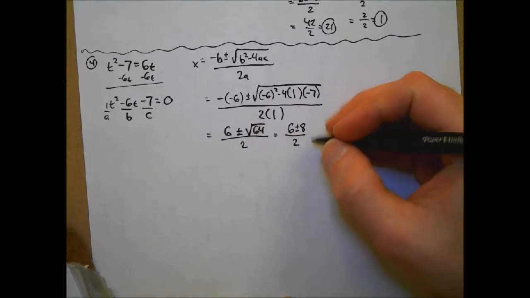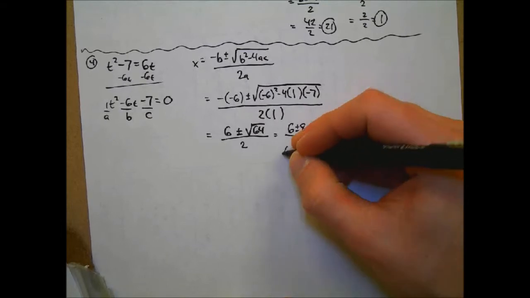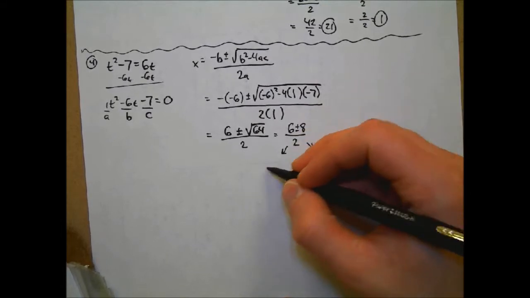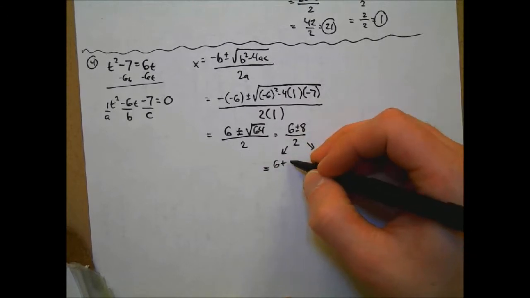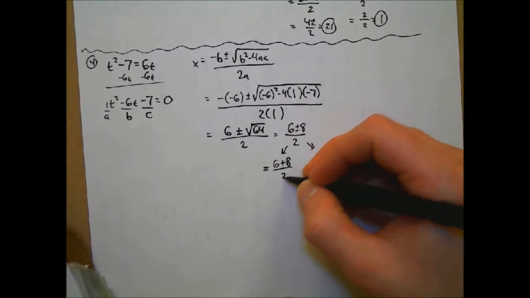And then you just simplify. So 6 plus 8 is 14 over 2, which is 7. So that's one of your answers. And then 6 minus 8, negative 2 over 2, which is negative 1.